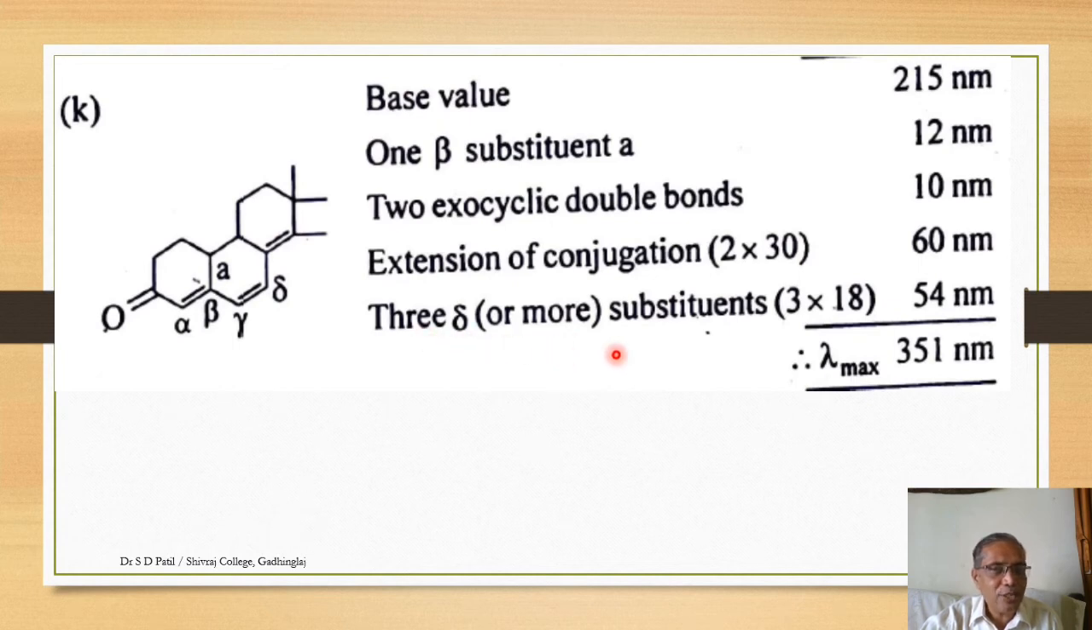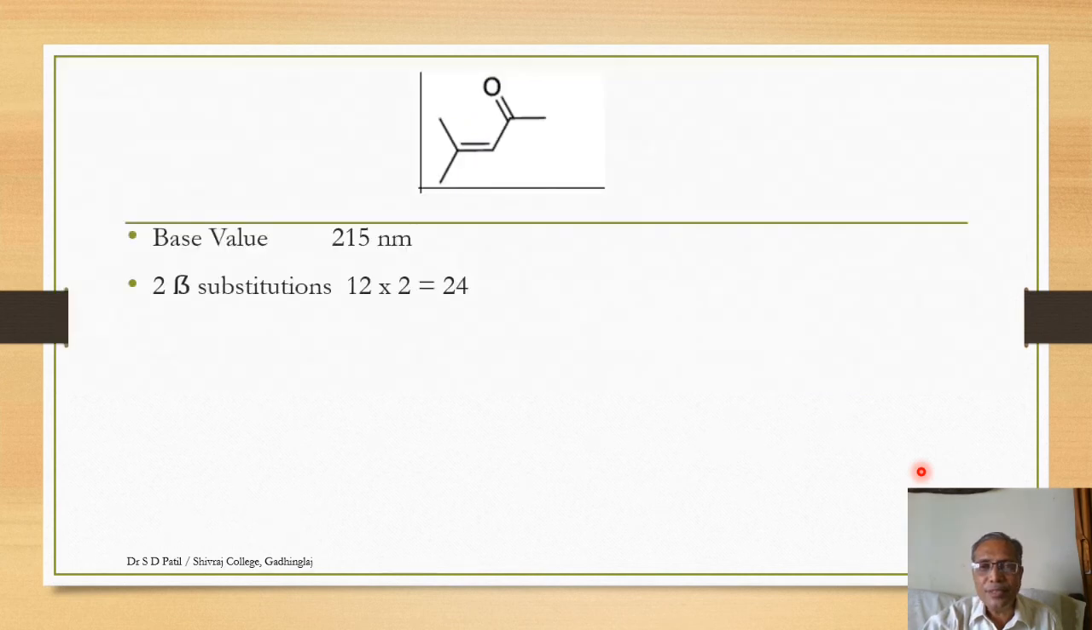Then 3 delta or higher substituents: this is number 1, number 2 and number 3. So 3 substituents delta or higher, 18 into 3 is 54 nanometers. So the total is 215 base value, 12 nanometers for beta substituent, 2 exocyclic double bonds 10 nanometers, extended conjugation 2 times 30, that is 60 nanometers, and 3 substituents delta or higher, 54 nanometers. The answer is 315 nanometers.